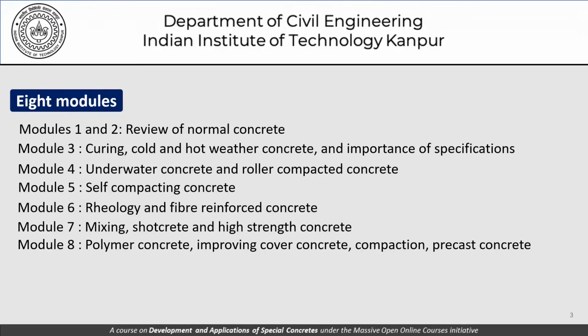And in this last 8th module, we talked about polymer concrete, steps that can be taken to improve the cover concrete, a little bit about compaction and vibration of concrete, and a brief lecture on precast concrete. So as far as special concretes is concerned, we covered it from the dimension of using special materials, or materials which are not normal, that is cement, water, sand and coarse aggregate. We talked about fibers, we talked about polymers, and we talked about mineral admixtures, chemical admixtures and so on.